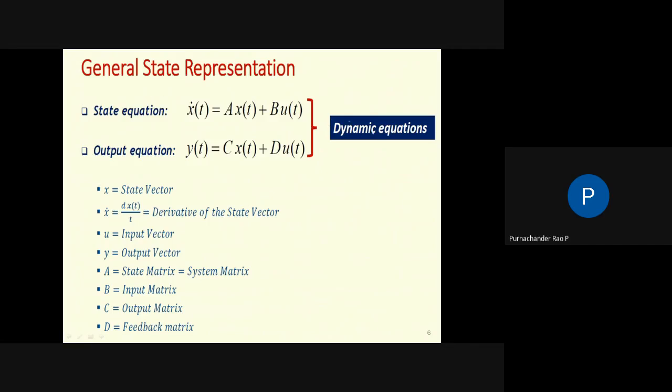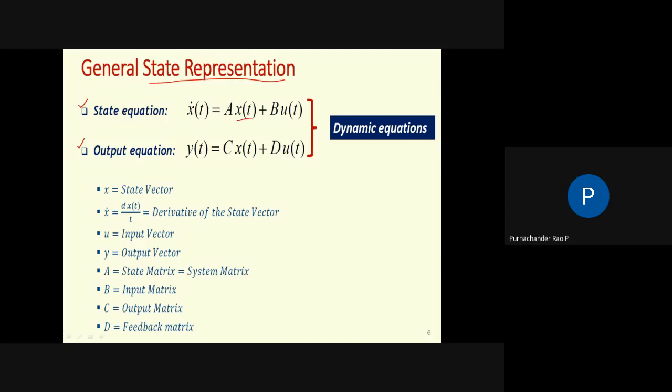There are two equations, called the dynamic equations. One is called the state equation, and the other is the output equation. So the state space representation consists of two equations: the state equation and the output equation. The state equation is x dot of t equal to A x of t plus B u of t.